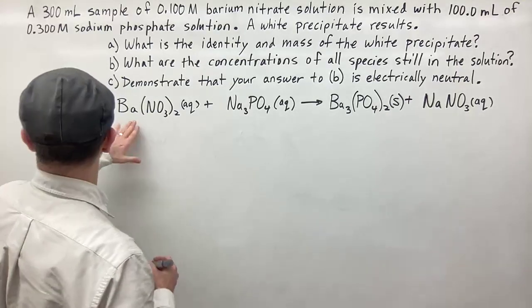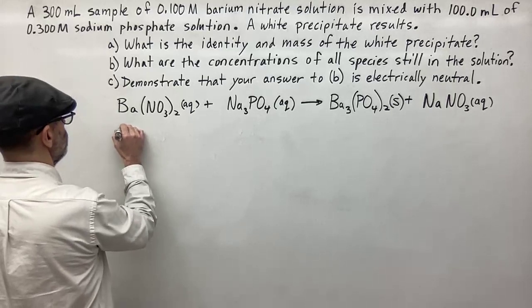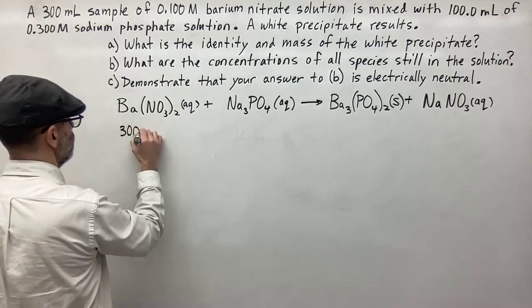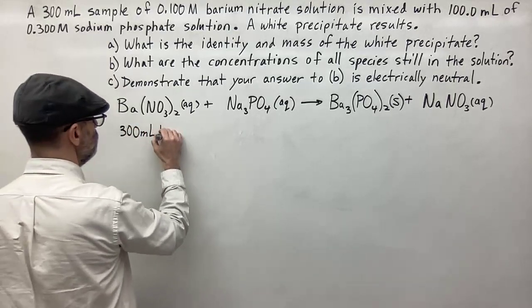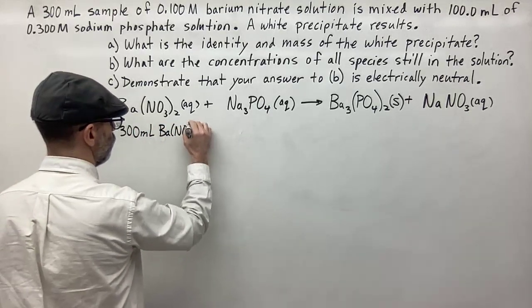So I'm going to take the barium nitrate first. So I have 300 mils of barium nitrate. So I'm going to take the 300 milliliters of Ba(NO3)2.